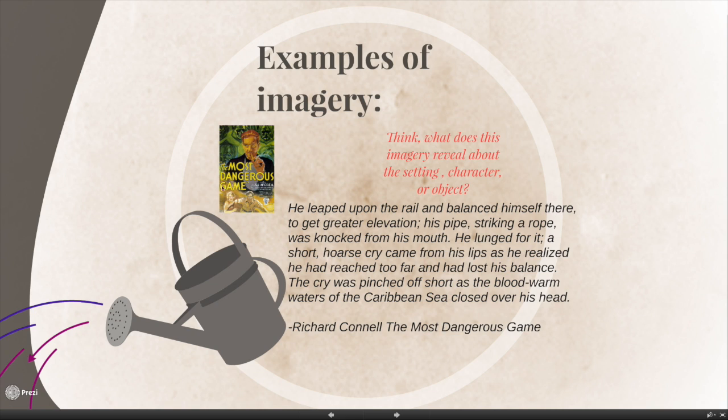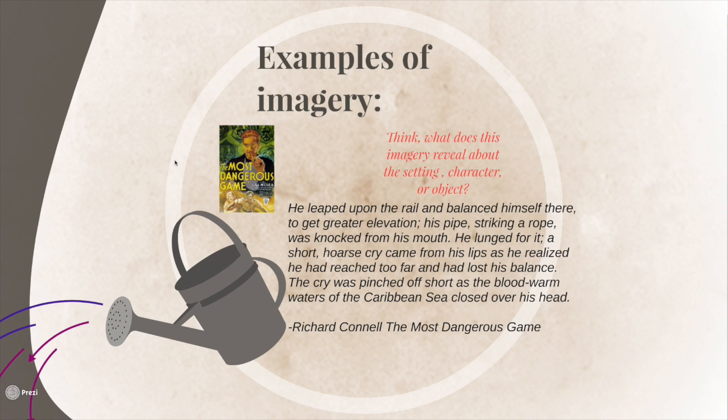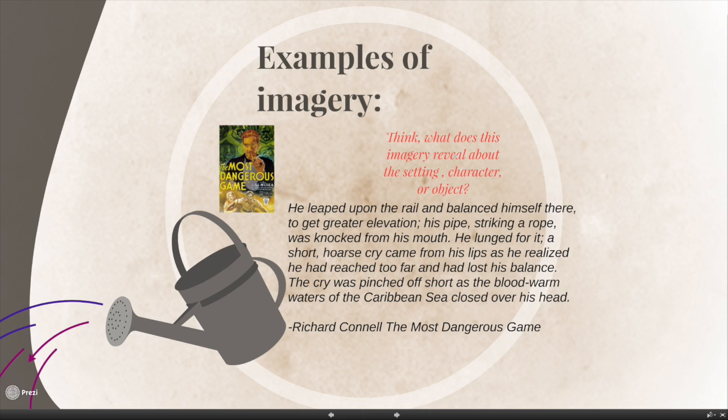This first example is from a great short story called The Most Dangerous Game. You may have read it in 9th grade. And let's start by reading this example, and we're going to answer the question, what does this imagery reveal about the character, setting, or object?